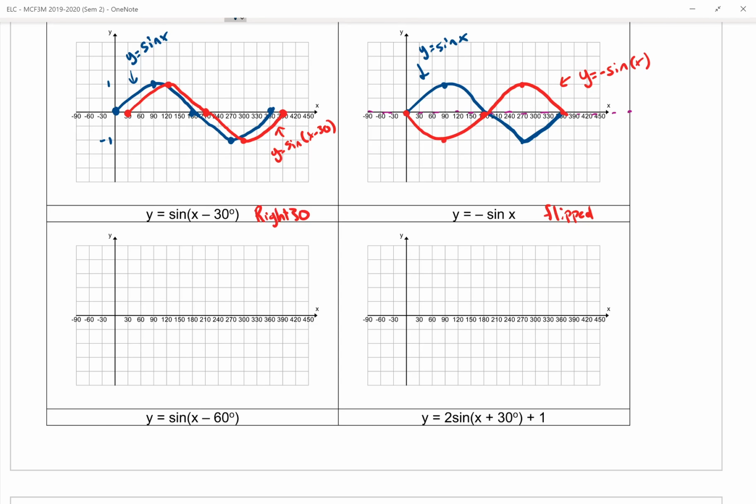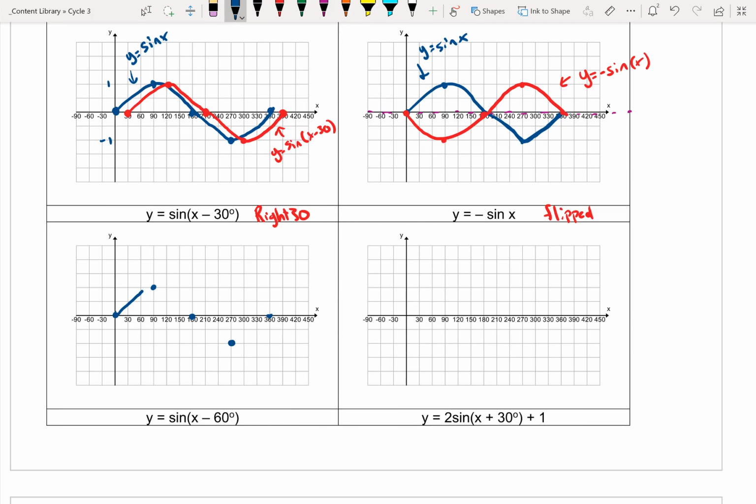For the third one, it's going to be the same thing. I'm going to draw my base form with the 5 key points that we've talked about with periodic functions. So this is y equals sine x. And I'm going to figure out what my transformation is.